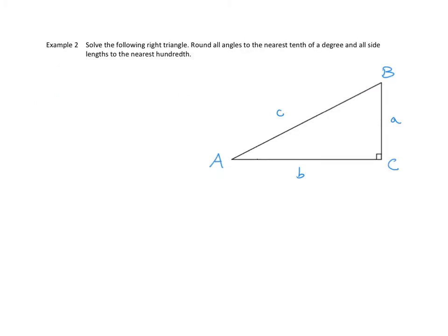All right, so we're going to solve a right triangle here. Let's say that we know the measure of angle A is about, we'll say, 39.7 degrees. So I know this angle here is 39.7. Let's say we also know the length of side B is 36. So that is this side here.